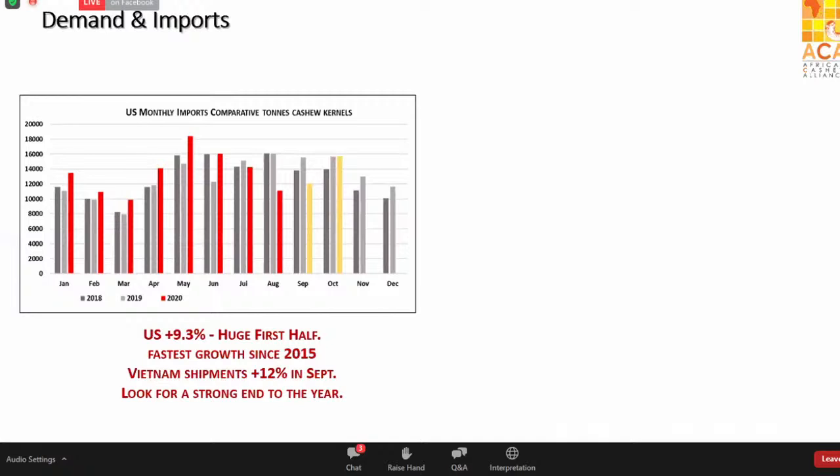Now, to put 9.3% growth in perspective, if you look back over the last 5-6 years, growth in the US market has only been in the range of 0.5% to 2%. It has not been a fast-growing market.